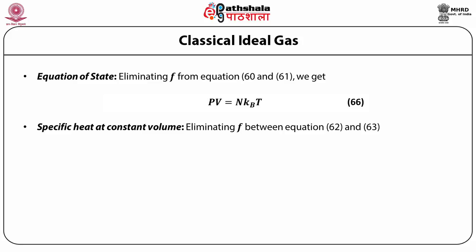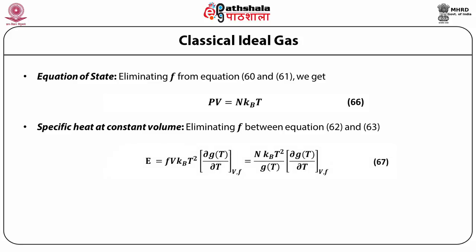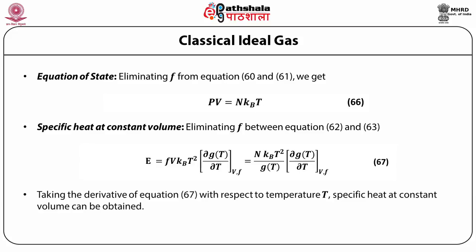Eliminating fugacity between equations 62 and 63 gives us internal energy E is equal to fugacity times V kBT square multiplied by partial derivative of G(T) with respect to T at constant volume and constant fugacity, which is equal to N kBT square divided by G(T) multiplied by partial derivative of G(T) with respect to T at constant volume and fugacity. Taking the derivative of equation 67 with respect to temperature T, specific heat at constant volume can be obtained.